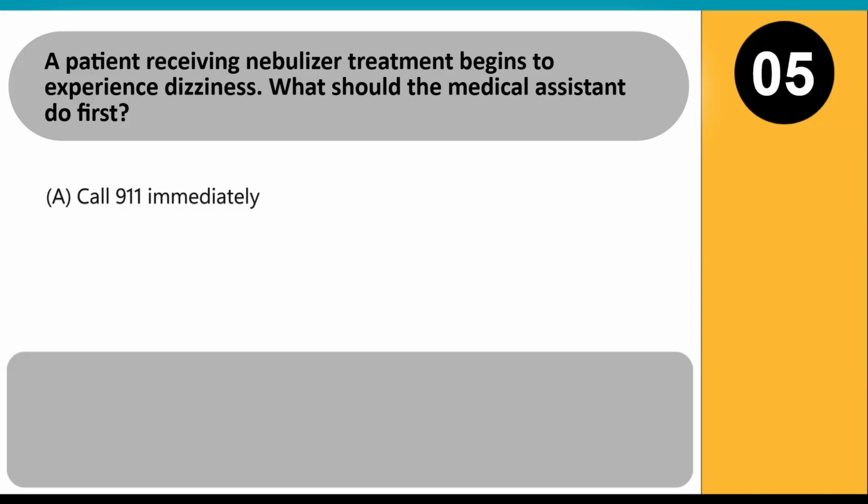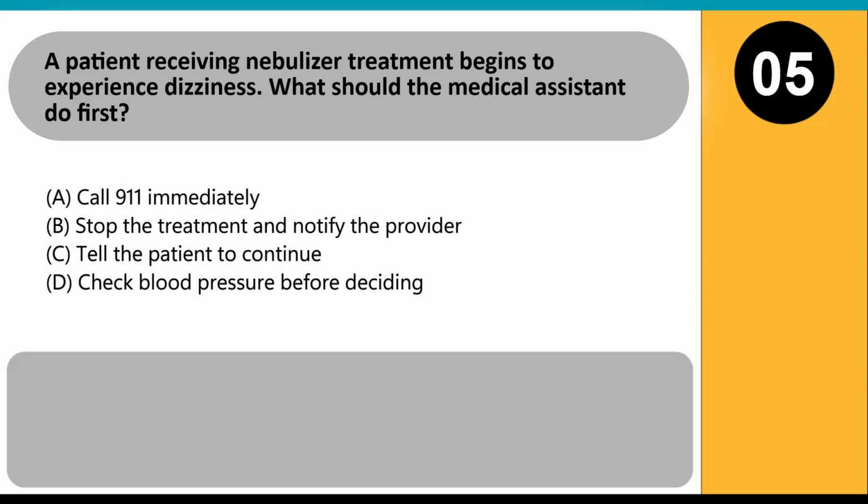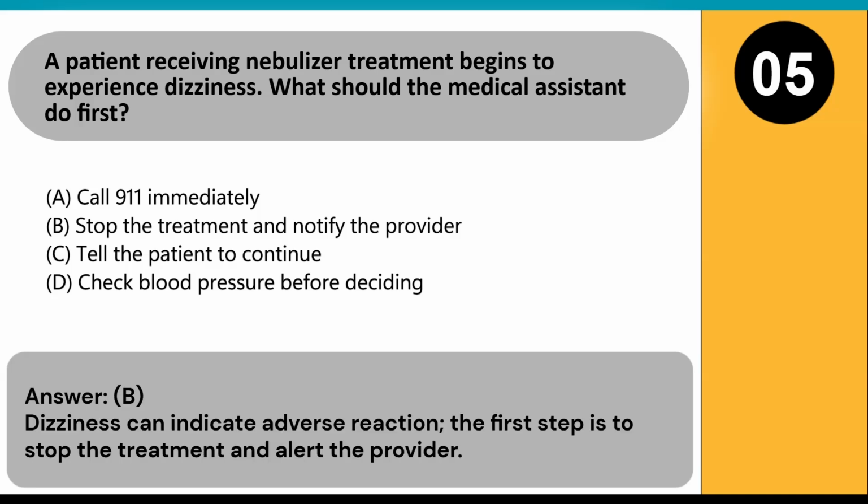A patient receiving nebulizer treatment begins to experience dizziness. What should the medical assistant do first? A. Call 911 immediately. B. Stop the treatment and notify the provider. C. Tell the patient to continue. D. Check blood pressure before deciding. Answer: B. Dizziness can indicate adverse reaction. The first step is to stop the treatment and alert the provider.